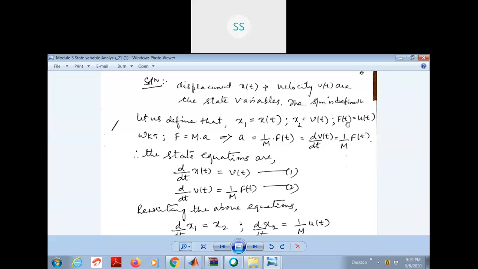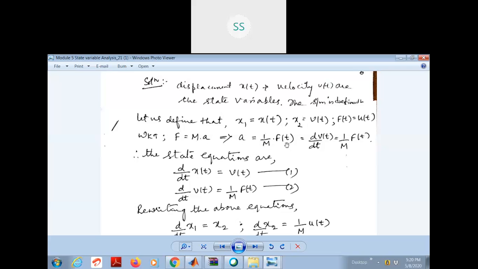To write the state equations, we have to write them in the form of rate of change of state variables, that is d by dt of x of t and d by dt of v of t. We have to see what d by dt of x of t equals, and similarly what d by dt of v of t equals. For this we take the help of the basic relation F equal to m into a, mass into acceleration. Therefore acceleration a equals 1 by m into f of t.